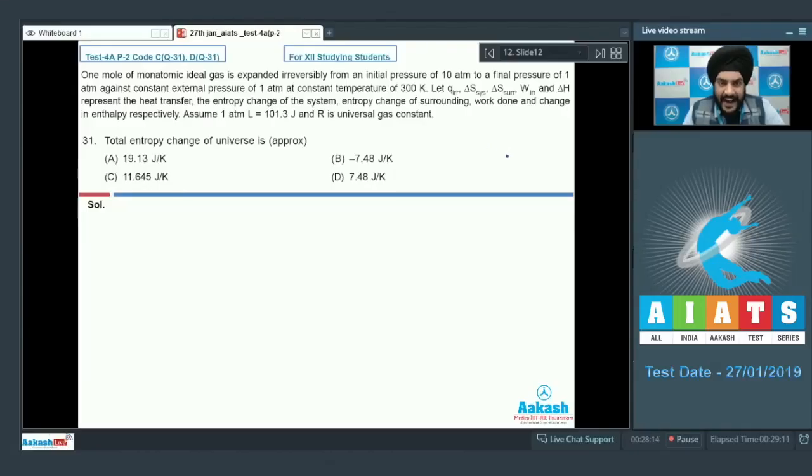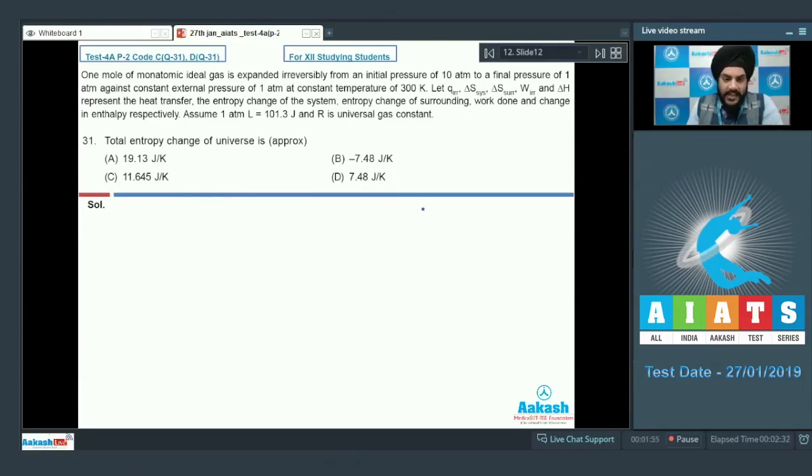So students, in this section we have two paragraphs. The first paragraph has 3 questions, whereas the second paragraph has 2 questions. Each of these questions in the paragraph has 4 options, out of which one or more than one option may be correct. So let's start with question number 31.